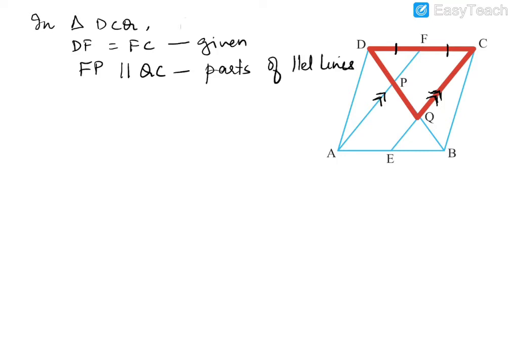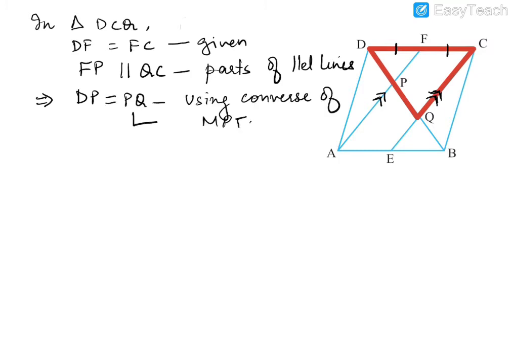So a line drawn from the midpoint of one side of a triangle parallel to the second side will bisect the third side. So this implies DP is equal to PQ. Mark this result as 5.